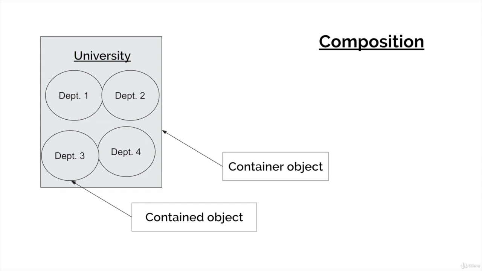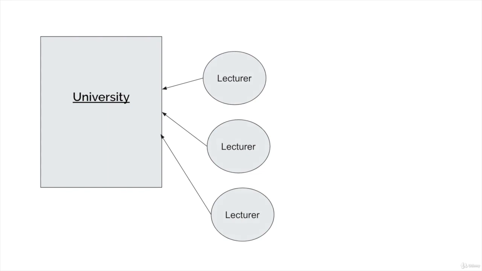Now let's understand what aggregation is and how it differs from composition. We'll take the same example of university, but this time we'll bring lecturers into the picture. So a university has several lecturers. Now, lecturers can still exist when the university is destroyed. A lecturer can go elsewhere and take lectures. So the university existing or shutting down doesn't matter to them.